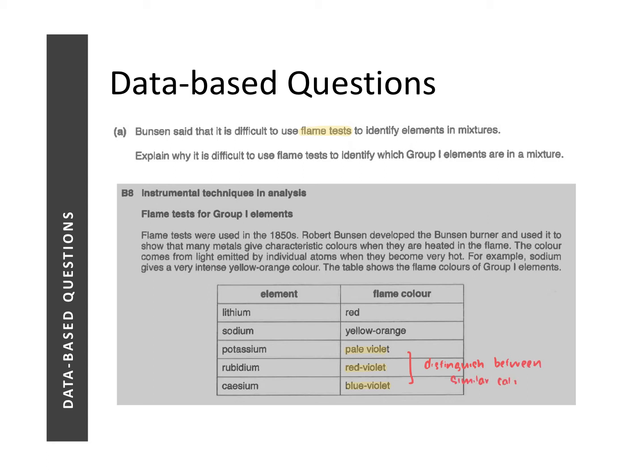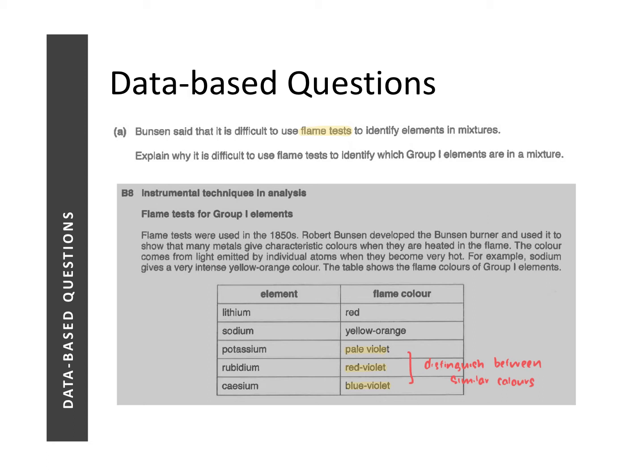Okay, now in your answer, it's very important for you to cite examples. So you cannot just say that it's difficult because certain elements have similar colors, which makes it difficult to distinguish. You need to state very clearly from the table that potassium, rubidium, cesium have similar colors, which makes it difficult to distinguish between them.